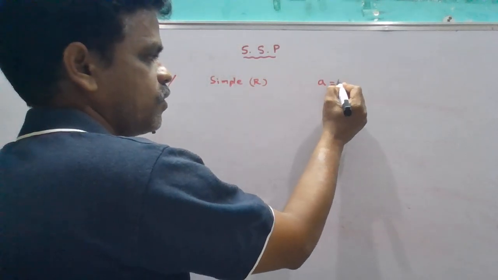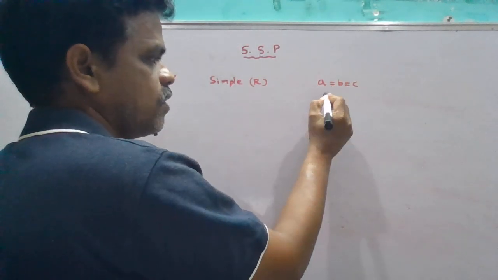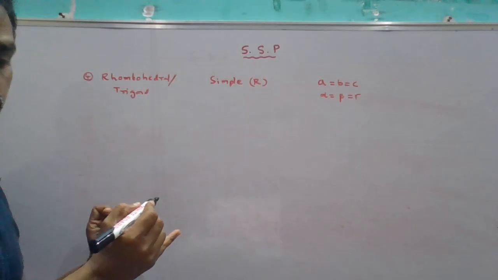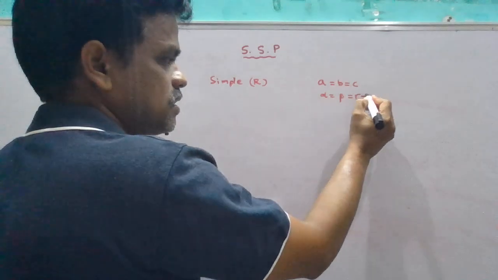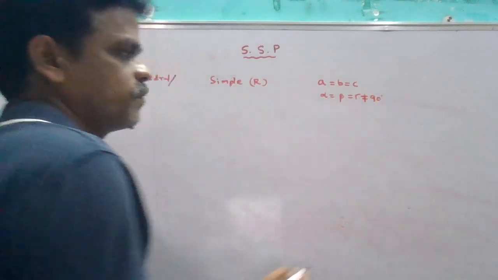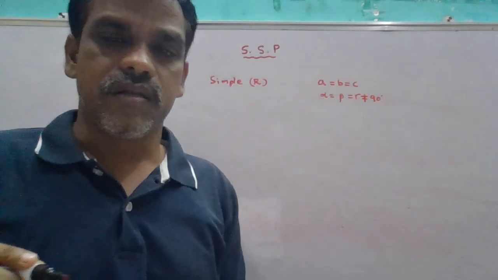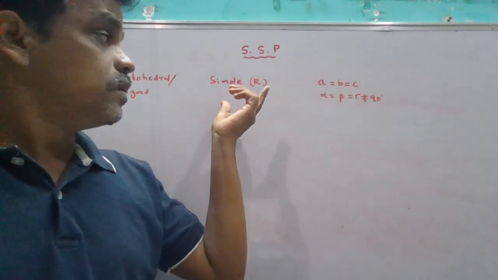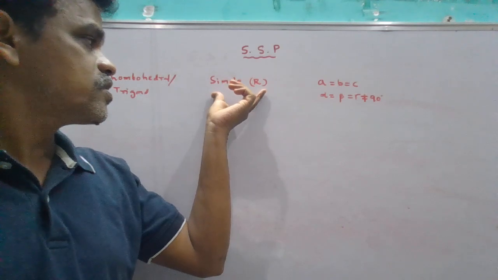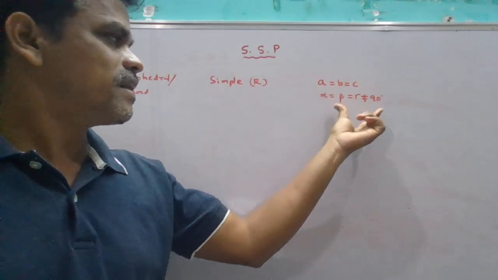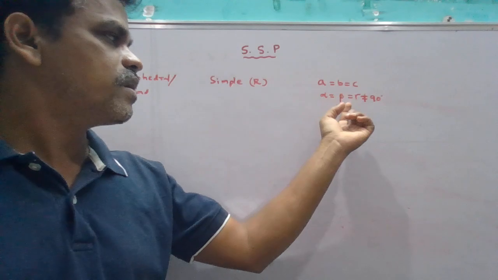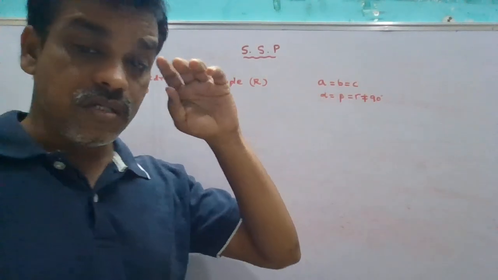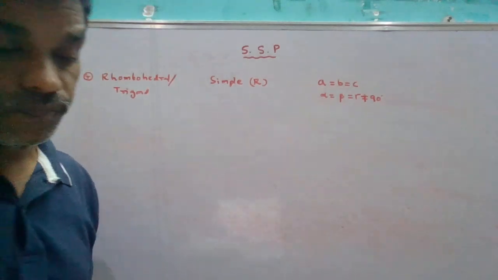Here A equal to B equal to C, alpha equal to beta equal to gamma. These three angles are not equal to 90 degrees. See, I am discussing here the rhombohedral or trigonal system. The Bravais lattice for this one is simple rhombohedral only. Unit cell characteristics: A equal to B equal to C, alpha equal to beta equal to gamma not equal to 90 degree. So which compounds exist in rhombohedral or trigonal system?